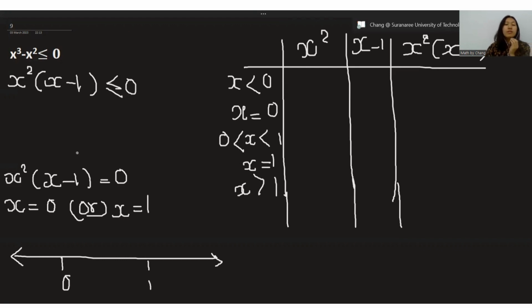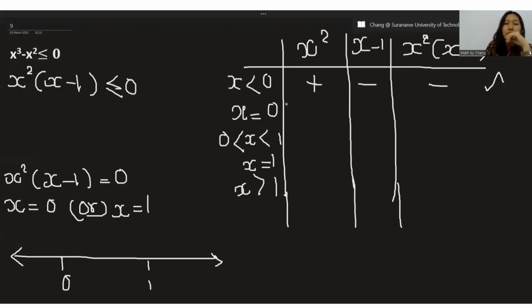So let's consider when x is less than 0. I will take -1. Okay, -1 squared, you will get +1, right? And -1 minus 1, what will you get? -2. When you multiply plus and minus, you will get a minus sign, right? According to the problem, the product of these two must be equal to 0 or less than 0. So you have to consider this one, right? Because it's less than 0.